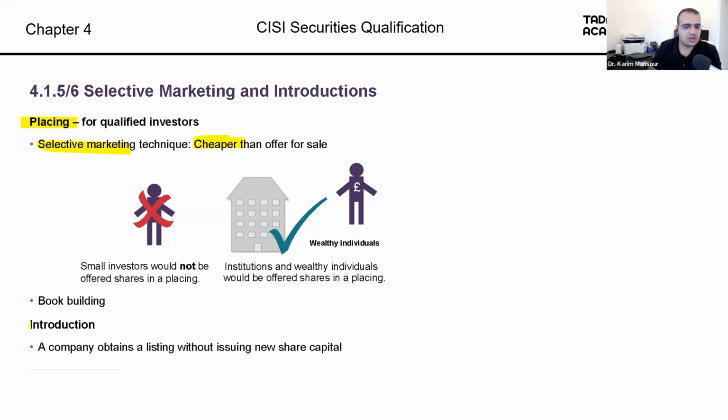Another type of stock issuance is called an introduction. In an introduction, the shares of the company are introduced to the stock exchange, and they are listed in the stock exchange, but there is no raise of capital. That means the company issues shares, but it doesn't get any capital for them. So it's a listing without getting cash. Why would a company do that? Usually it's done in the case where there is a merger.